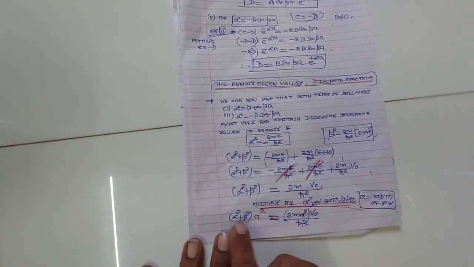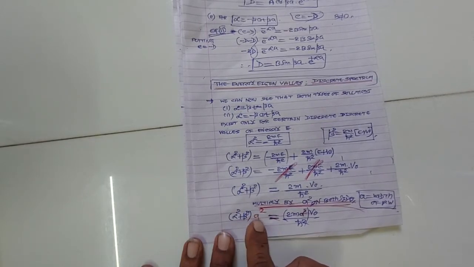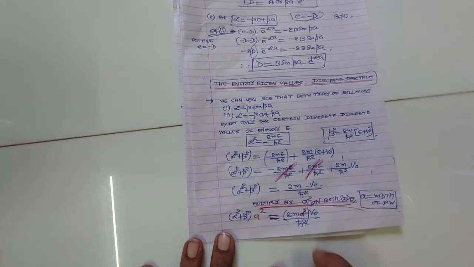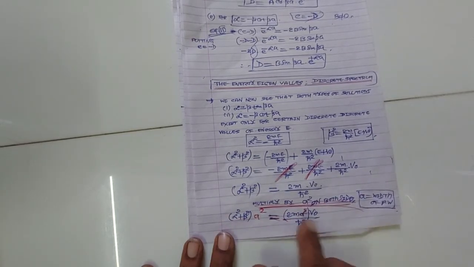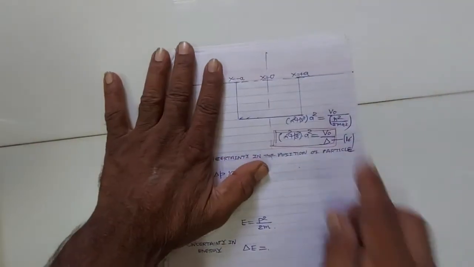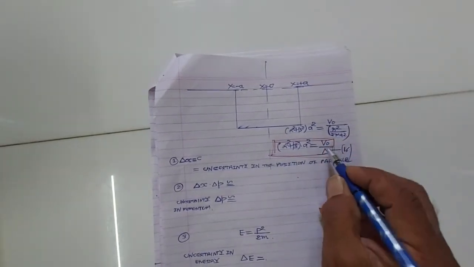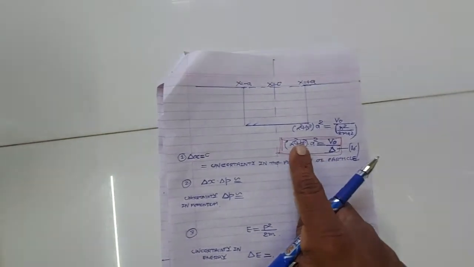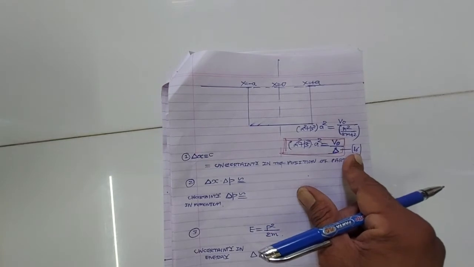This equation may be written as alpha square plus beta square into a square is equal to V0 upon h cross square upon 2m a square, with 2m a square in the denominator. This h cross square upon 2m a square is called delta. So we have alpha square plus beta square into a square is V0 upon delta. That is equation number 16.